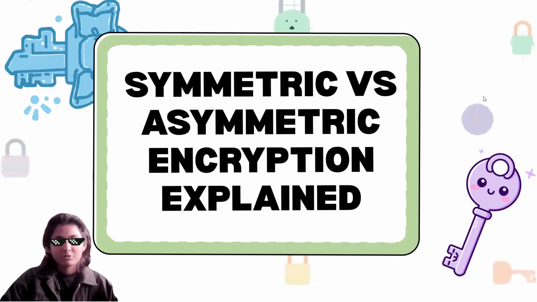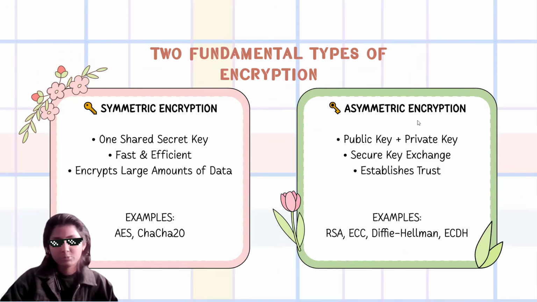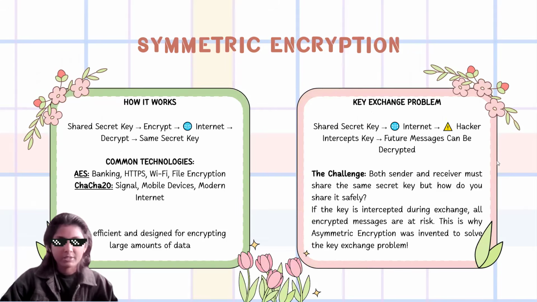So, the types of encryption. Modern encryption has only two fundamental types, symmetric encryption and asymmetric encryption, also known as public key cryptography. They aren't competing technologies. Each was designed to solve its own different problem. We're going to see each of them in depth with examples.